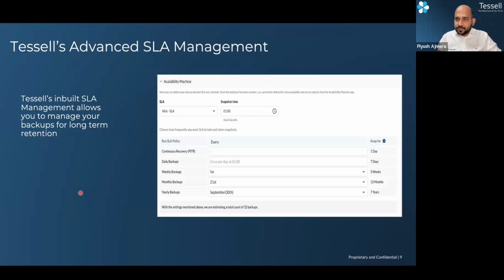And this can be done quite seamlessly. Once you create a policy, you just need to apply the policy on the choice of databases. So you can have different advanced SLAs for platinum versus gold versus silver.